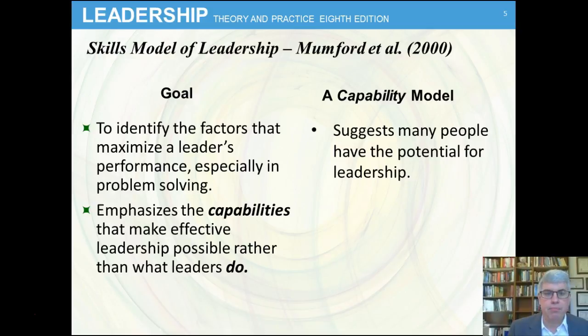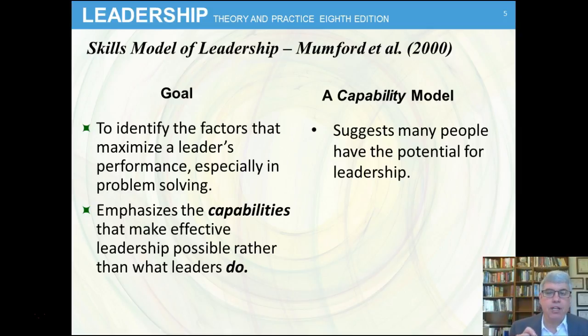Now let's look at a skills approach that's a little bit more complex, and this one's a little tricky, so we're going to look at it gradually. So this skills model of leadership was developed by Mumford and Zaccaro and a few others in the year 2000. And the goal is to identify the factors that maximize a leader's performance, especially in problem solving.